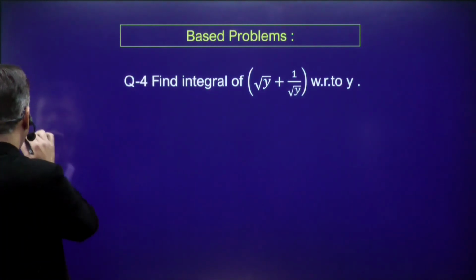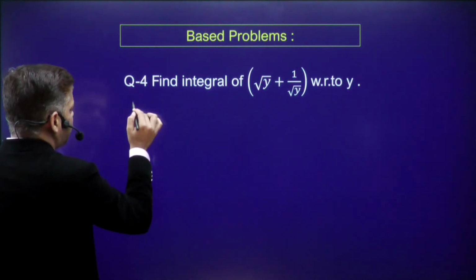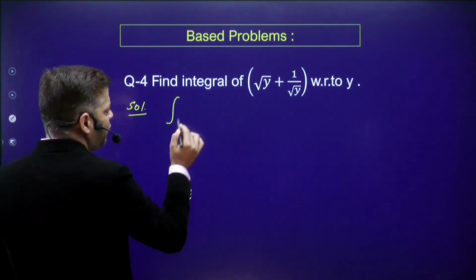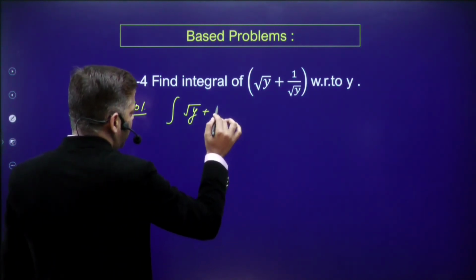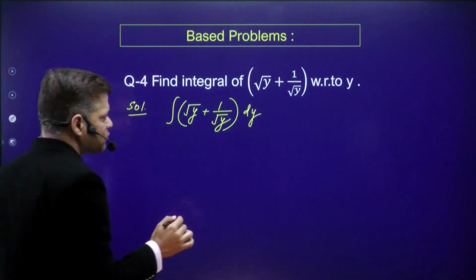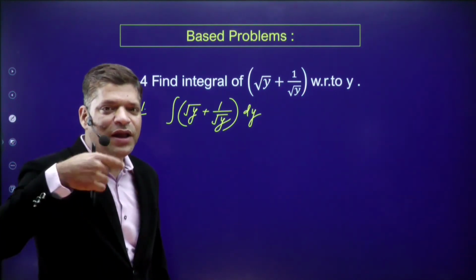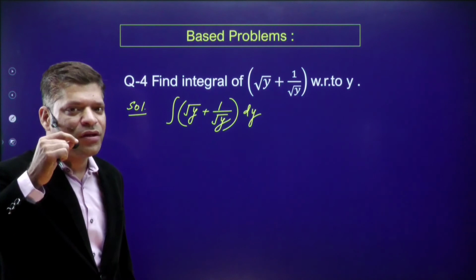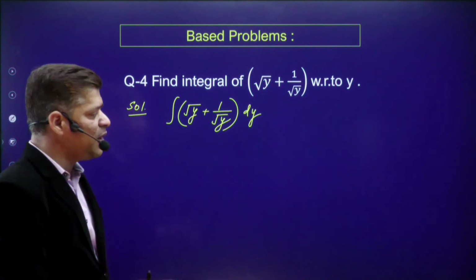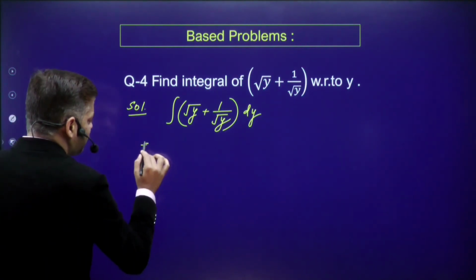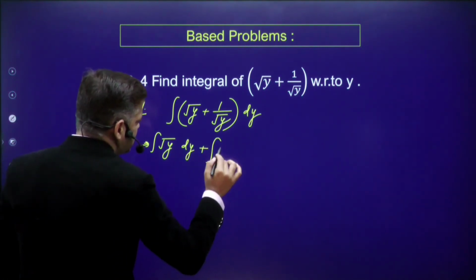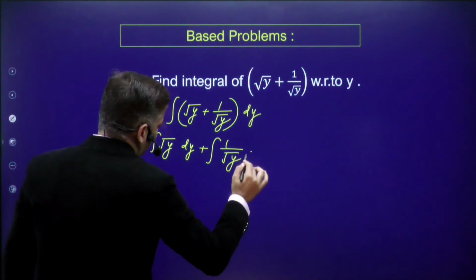Okay, so let's see how we start the problem. We first write it in symbolic form. We apply the symbol of the antiderivative, or integral, of (root y plus 1) upon root y into dy. We have to think of it like the variable x, and think over which standard formula we can apply. Before that, first we separate the function: integral of root y dy plus integral of 1 over root y dy.